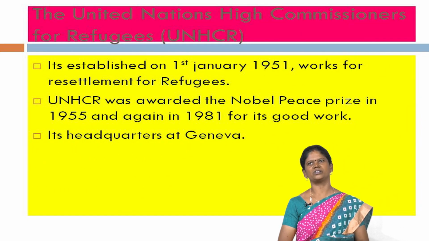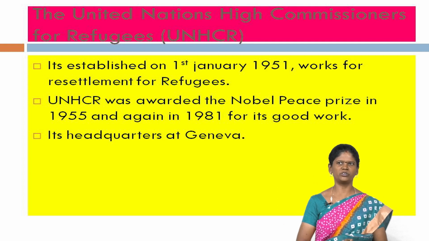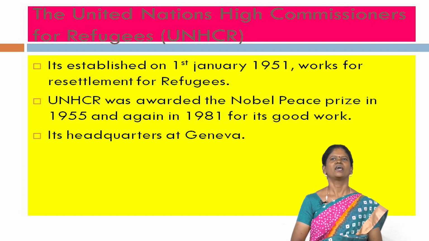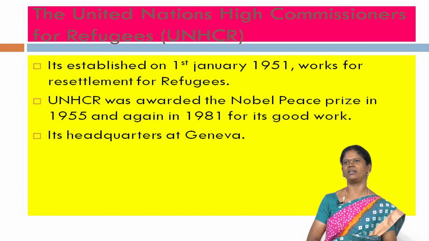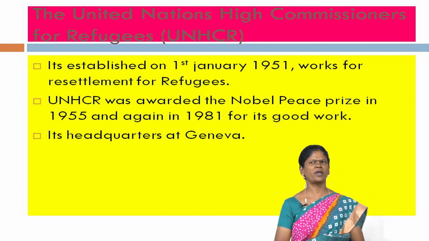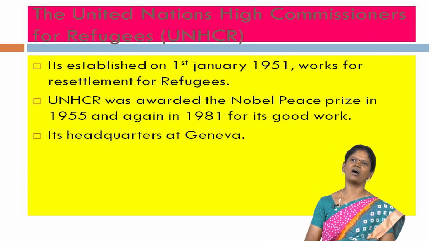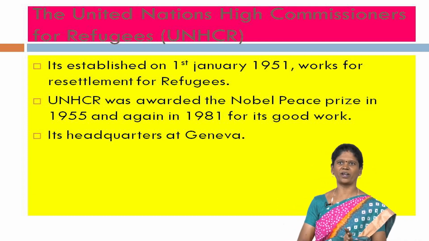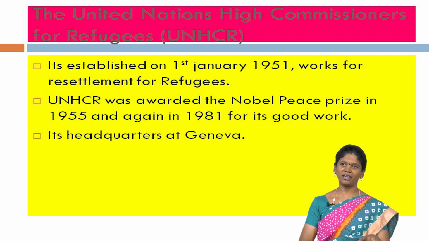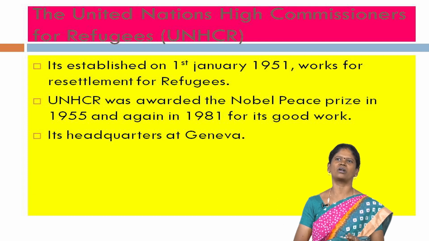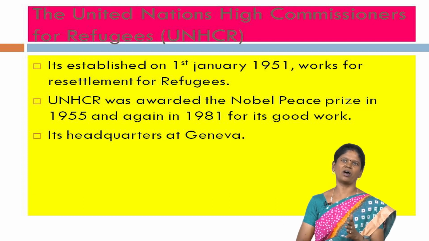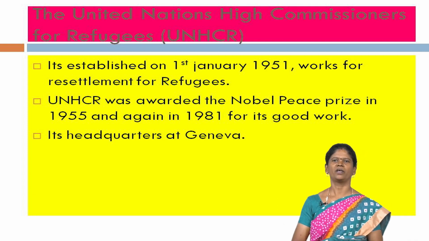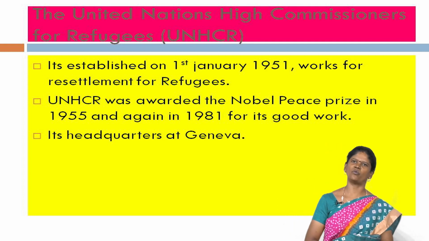And the United Nations High Commissioner for Refugees, UNHCR, one of the specialized agencies of UNO. It was established on 1st January 1951. Its main work is the resettlement of refugees. The UNHCR was awarded the Nobel Peace Prize in 1955 and again in 1981 for its good work for peace and the successful resettlement of refugees. Its headquarters is at Geneva.